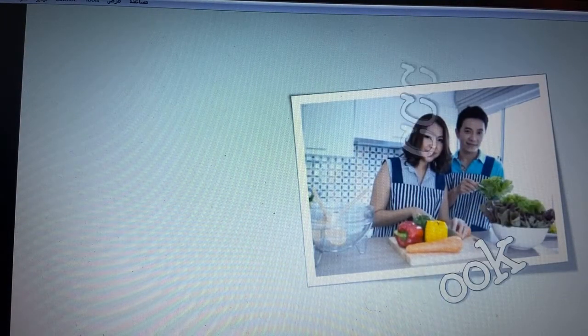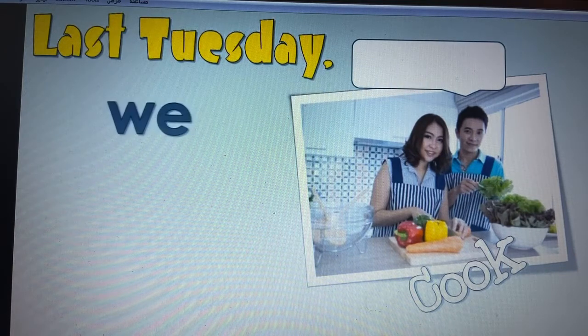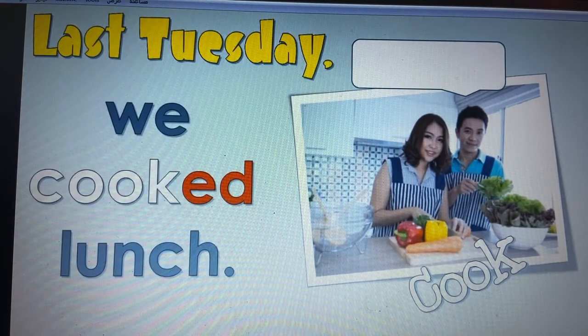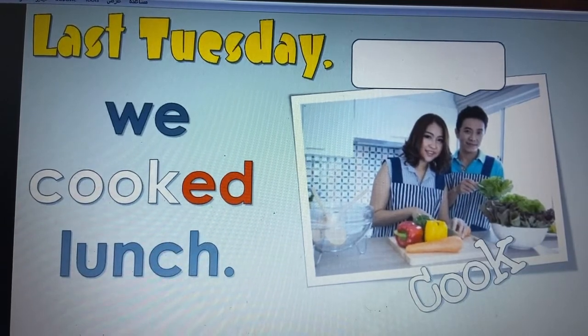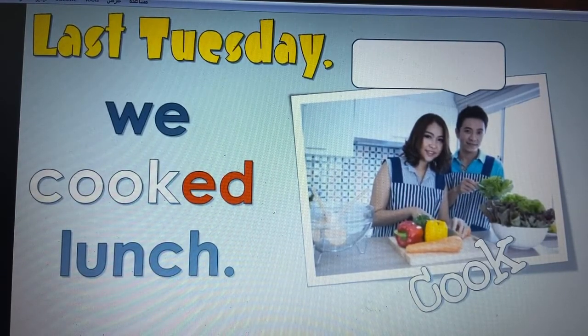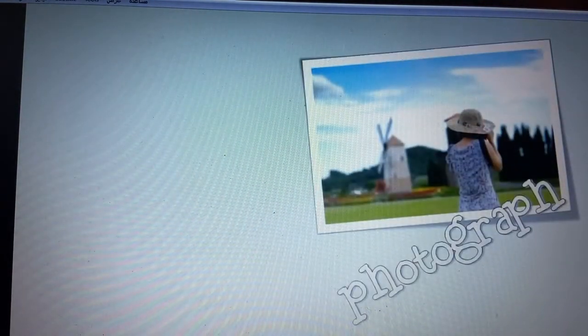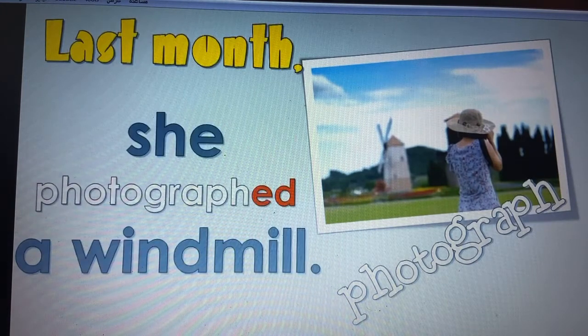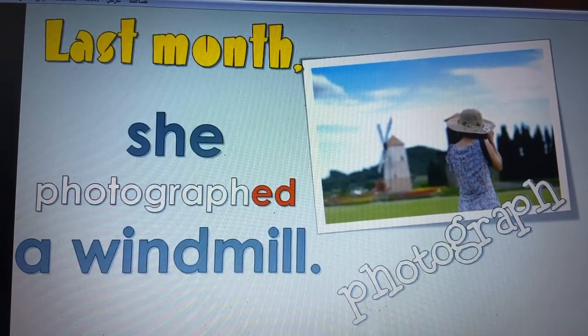We have the verb cook. Last Tuesday, we cooked lunch. Look at the main verb. We added ed. And the time expression is last Tuesday. This is the keyword or the time expression which shows me that the action happened in the past. Last month, she photographed a windmill. We added ed to the main verb, which is photograph.